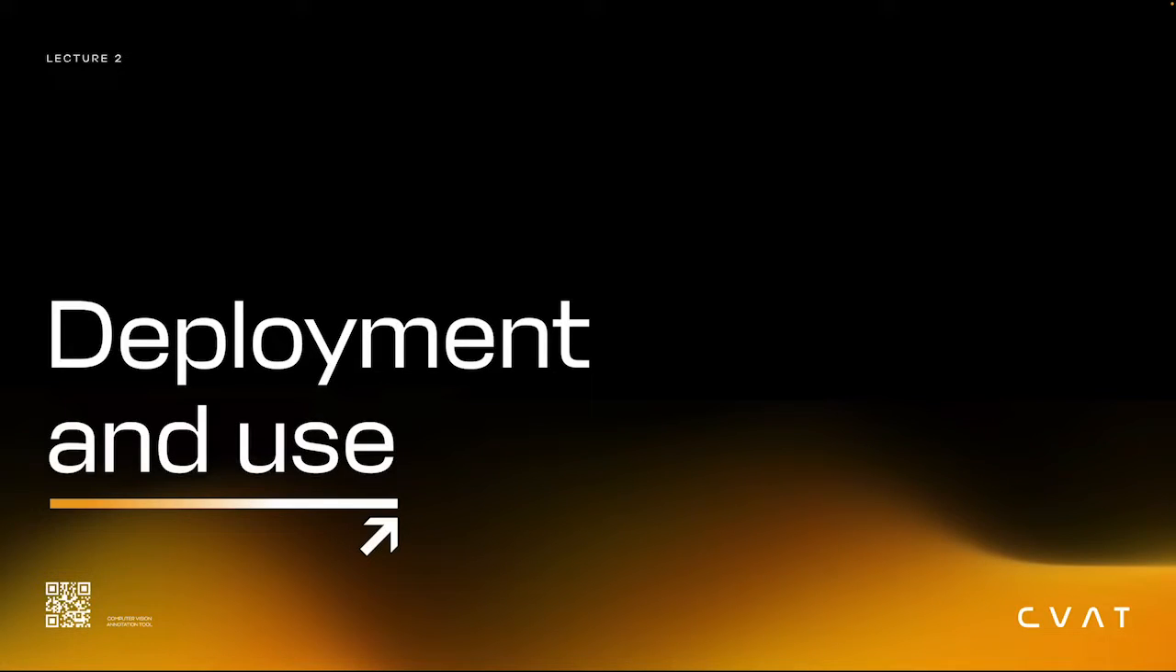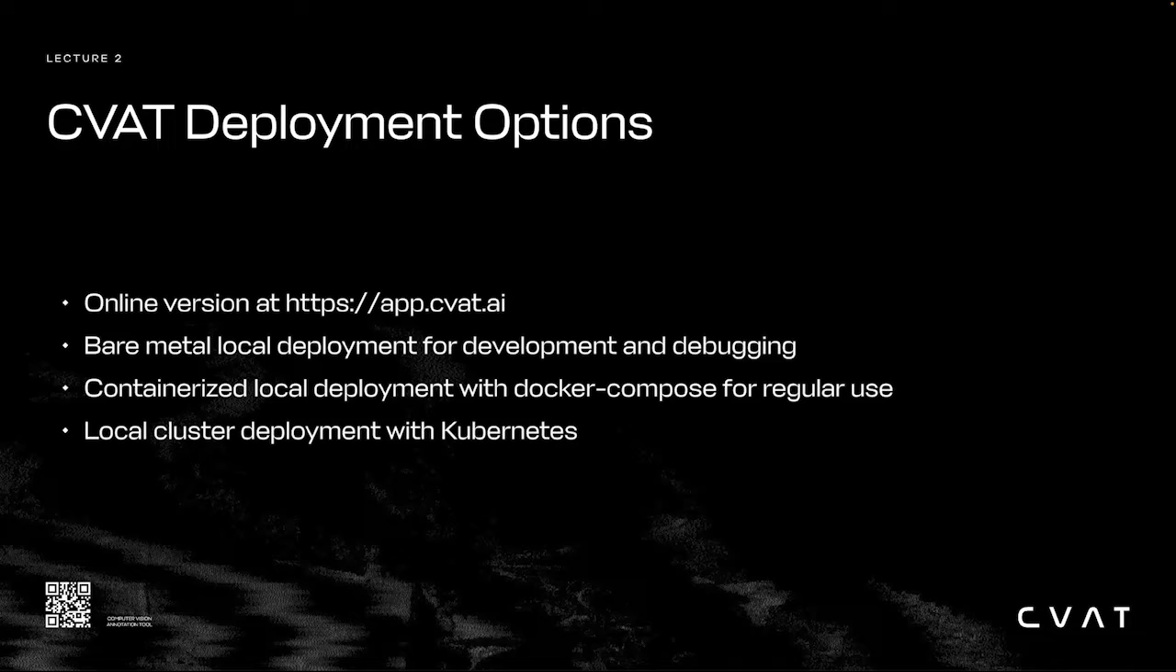Hello, in this video we're going to cover deploying and using CVAT. There are four options for deployment. First, using the app online at app.cvat.ai. Second, a bare metal local deployment for development and debugging. Third, a containerized local deployment with Docker Compose for regular use. And fourth, a local cluster deployment with Kubernetes.